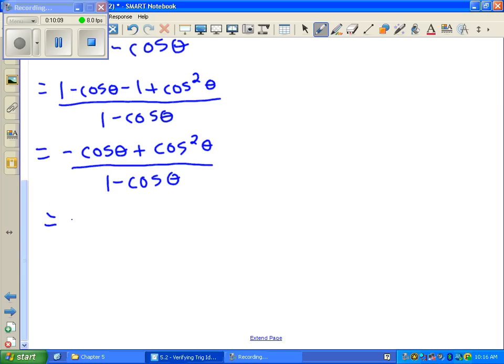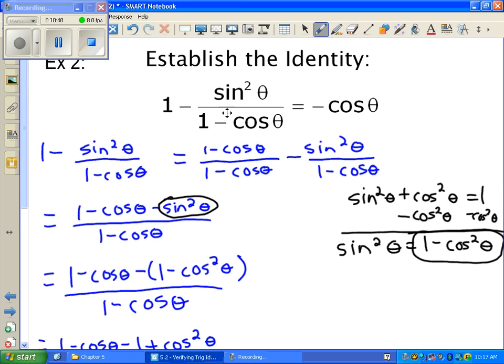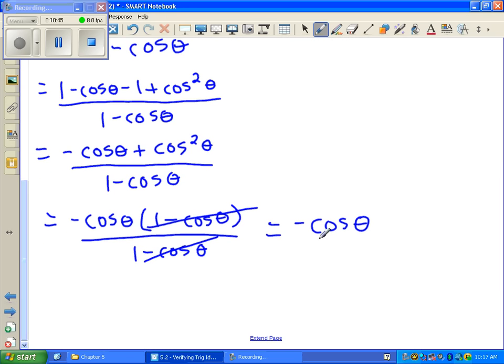So I'm going to factor out a negative cosine theta. So I divide this by that, and I get 1. I divide cosine squared theta by negative cosine theta, and I end up with minus cosine theta. And this is all over 1 minus cosine theta. And this is lovely because these will cancel. And I end up with negative cosine theta. And all along, I was aware that I needed to get this left-hand side equal to negative cosine theta. I have reached my goal.